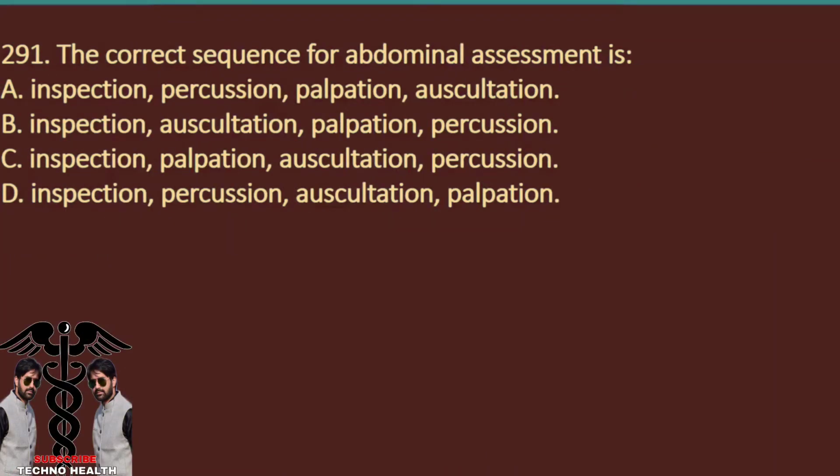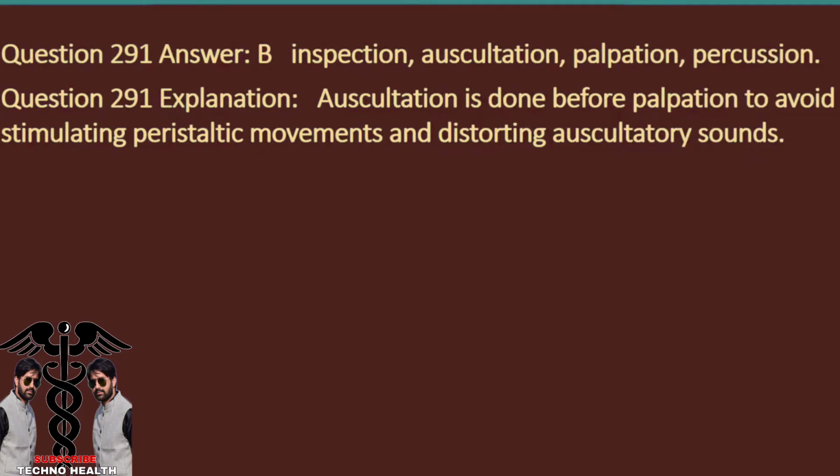Question 291. The correct sequence for abdominal assessment is: A. Inspection, percussion, palpation, auscultation. B. Inspection, auscultation, palpation, percussion. C. Inspection, palpation, auscultation, percussion. D. Inspection, percussion, auscultation, palpation.